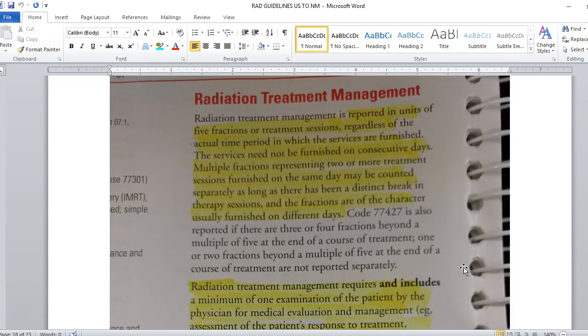So again, we want to keep in mind that a lot of times people are coming like every other day, or they're coming Monday, Wednesday, Friday, or Tuesday, Thursday. So again, we're going to break out our basic math and count up. For every 5 times they come in, we want to use one of these codes, okay?